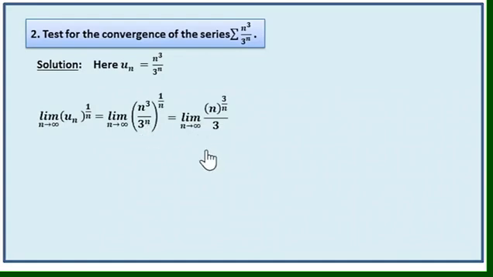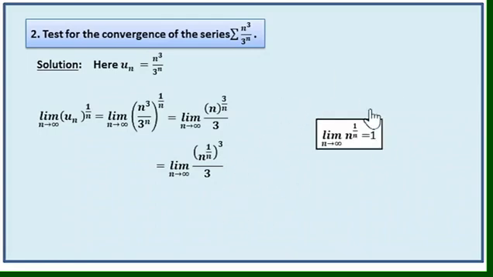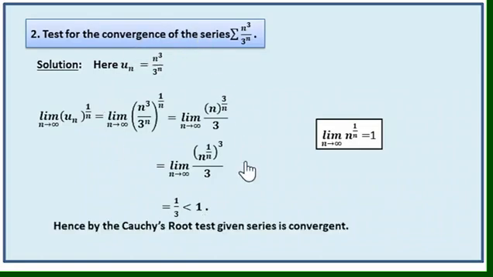Next, we can write the numerator as n power 1 by n whole power 3. Note this, n power 3 by n can be written as n to the power 1 by n, whole to the power 3. And next, we are going to apply the standard limit here in the numerator. We have the standard limit of n power 1 by n as n tends to infinity is equal to 1. So substituting here, we get the limit 1 by 3, and 1 by 3 is less than 1. So by Cauchy's root test, the given series is convergent.